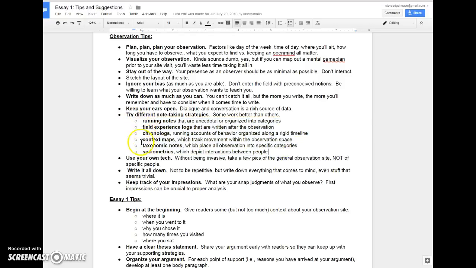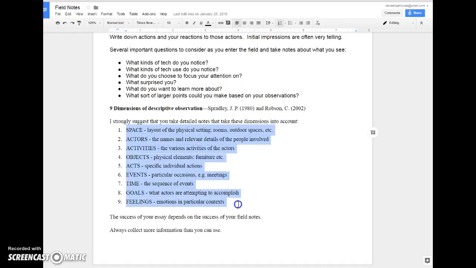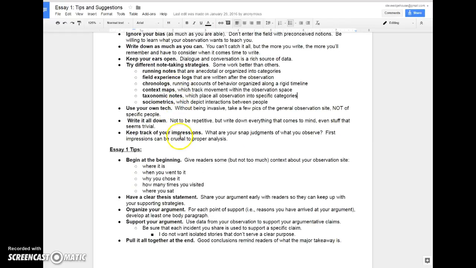Context maps, chronologues are kind of cool. Taxonomic notes, that's my favorite, where you place all your observations into specific categories, like the ones that I showed you on this document here, the nine dimensions of descriptive observation. Write it all down. I'm not trying to be repetitive, but it's important. And then try to keep track of your impressions, like what surprised you, what weren't you surprised to see, what were you surprised to see, that sort of thing.